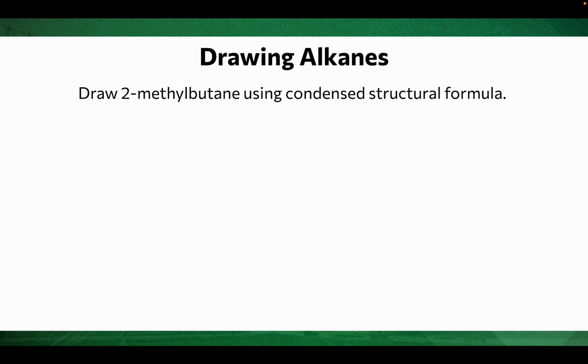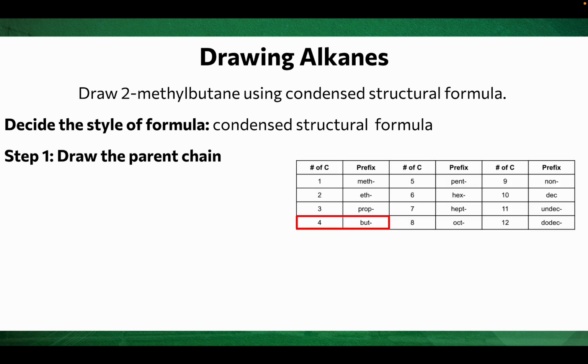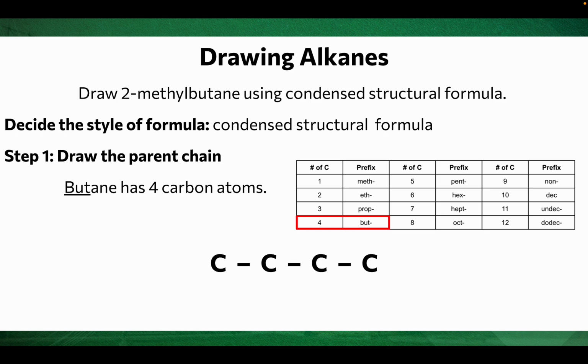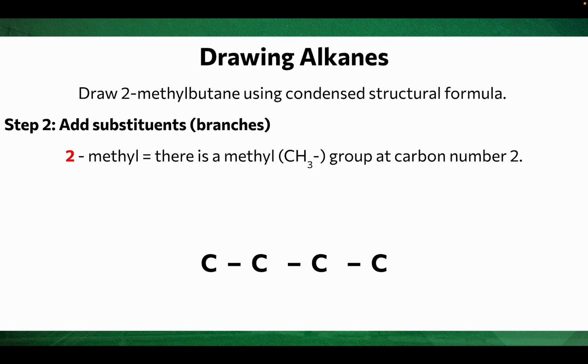Let's have an example. Let's have 2-methylbutane using condensed structural formula. First step is to decide the style of the formula. It says condensed structural formula, so we use condensed, right? Step 1, draw the parent chain. It says here butane, so that's but, meaning you have 4 carbon atoms. So draw 4 carbon atoms. Then you add substituents. It says here you have 2-methyl. So there is a CH3 at carbon number 2.